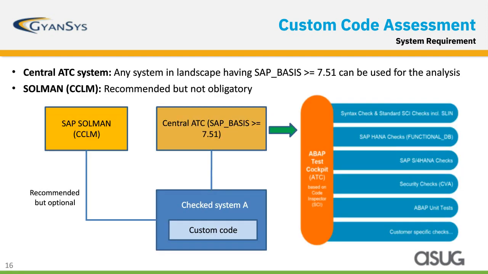When I say code assessment, you really need 2 key things here. One is ATC, ABAP Test Cockpit, and for that ATC needs a certain version of SAP Basis. That has to be 7.51 or greater. So we can have 7.52 as well, and that can be installed in any system. It does not necessarily have to be your SAP dev, quality, or sandbox. It can be any system. That system can connect to the system where you want to evaluate the code. It can be dev, sandbox, or quality again.